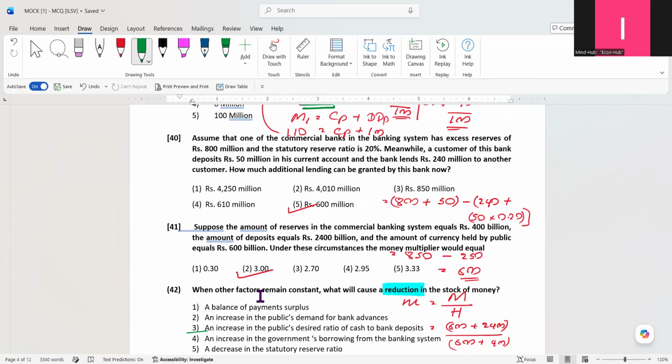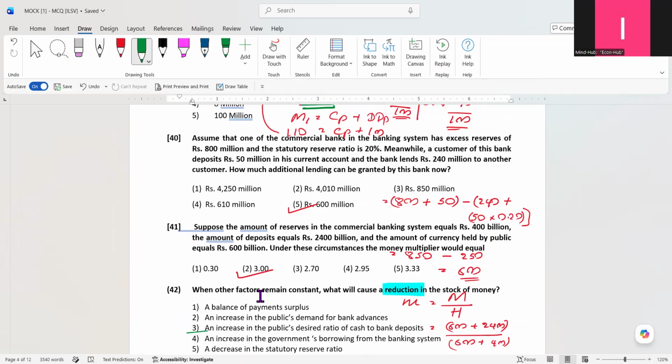41. Suppose the amount of reserves in the commercial banking system, now remember in question 40 you don't need to multiply because it's a single bank, is rupees 400 billion. The amount of deposits equals rupees 2400 billion, and the amount of currency held by the public is 600 billion. Under these circumstances, the money multiplier would equal?